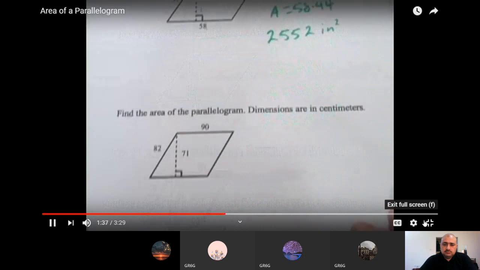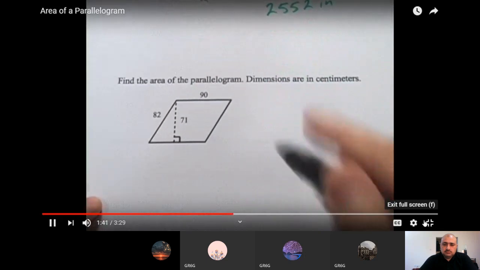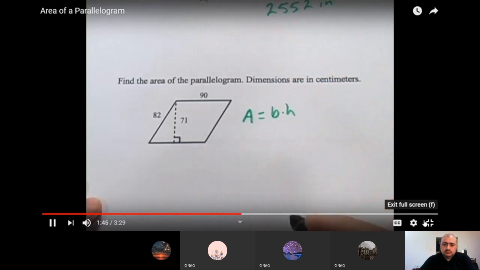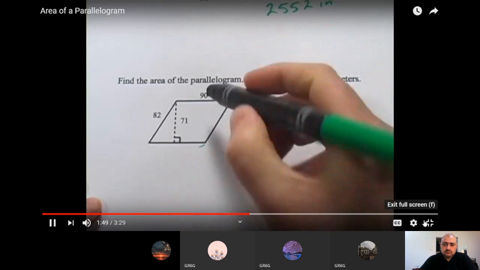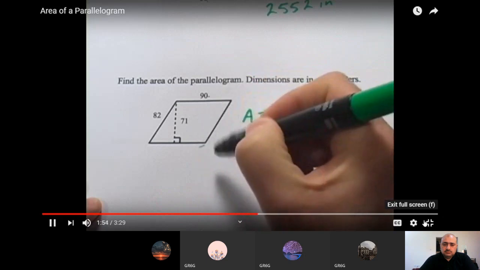All right, let's look at another one. This one says, find the area of the parallelogram. Dimensions are in centimeters, and the area equals the base times the height. And down here, I don't see a measurement for the base, but I know it's the same as the top because the top and bottom are parallel and the same length.